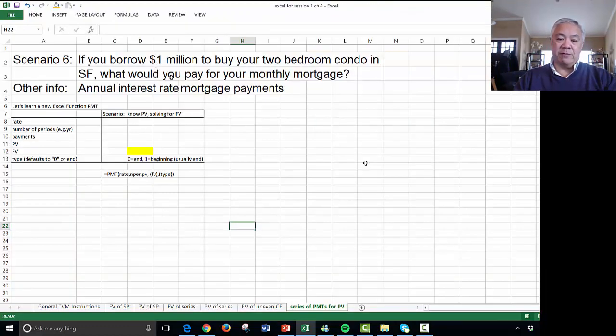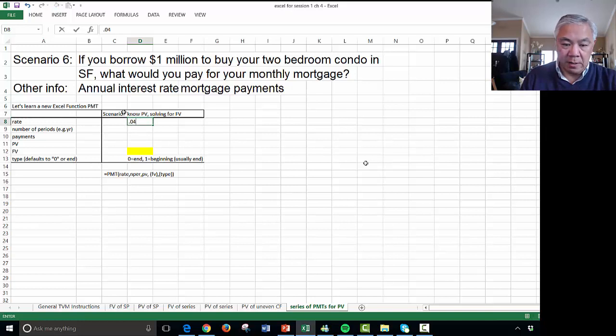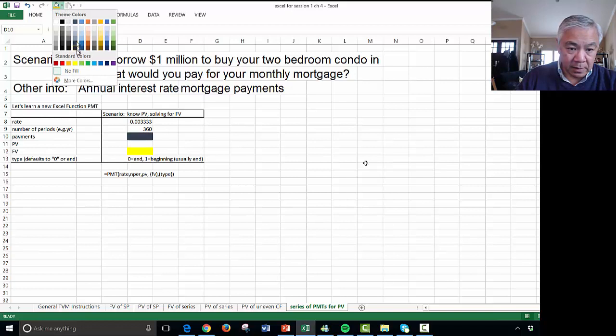Here's the information. And again, if we're doing a 30-year mortgage times 12, that's 360 columns, and that's quite painful. So let's use the function. And the function is a little bit different. We haven't used this one yet. It's a payment function. Here we know the PV, which is the $1 million. We know the rate, which is 0.04. But that's a monthly rate, so it's 0.04 divided by 12. And then the number of periods is plus 30 years times 12, 360 months.